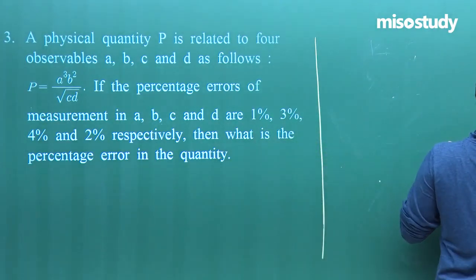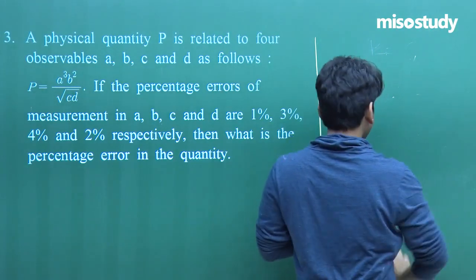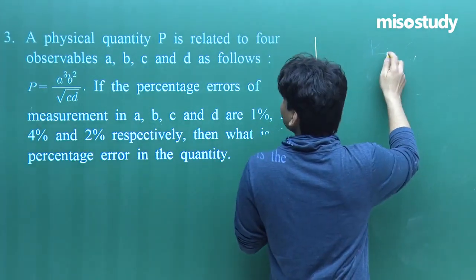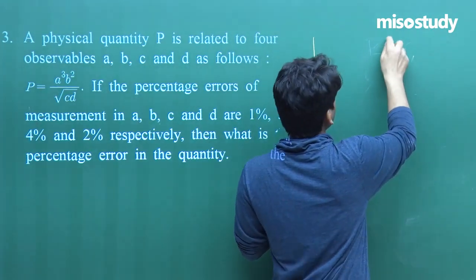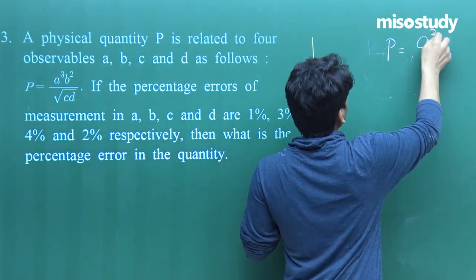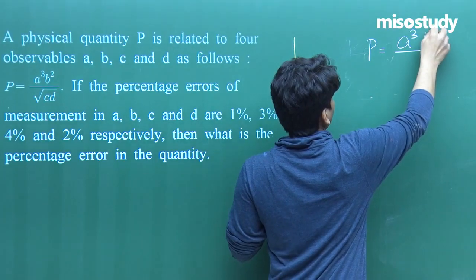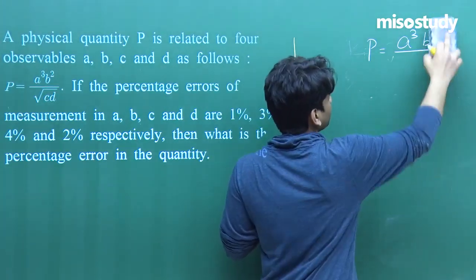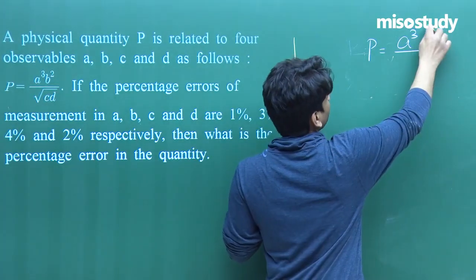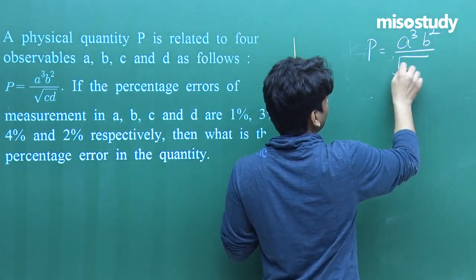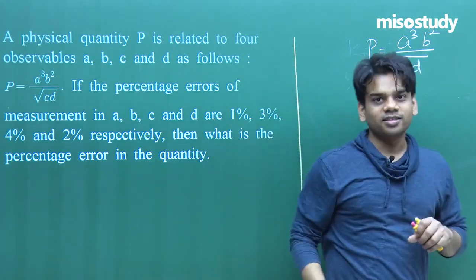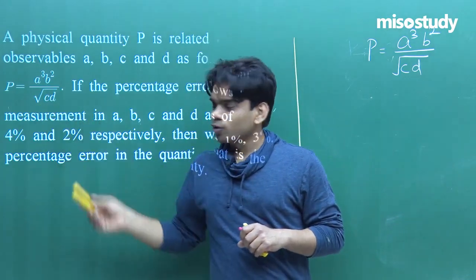Similar kind of question, so I'll be very fast in doing this. Only change is that we have changed the formula. So we have the quantity P given as A cube B square upon root CD. You can check it. It's A cube B square upon root CD.